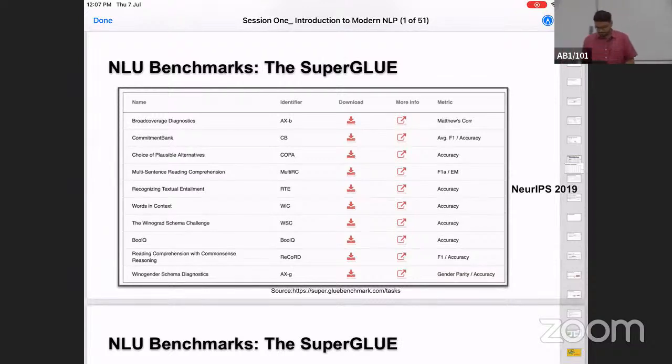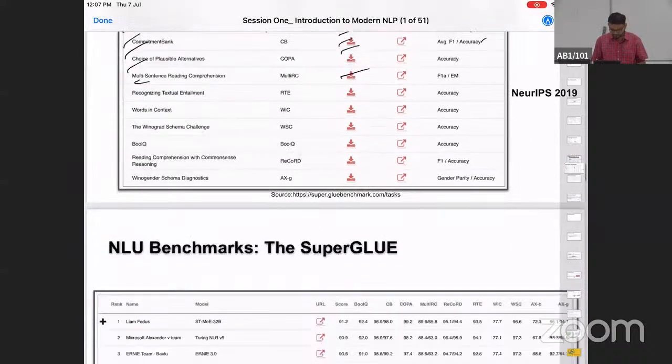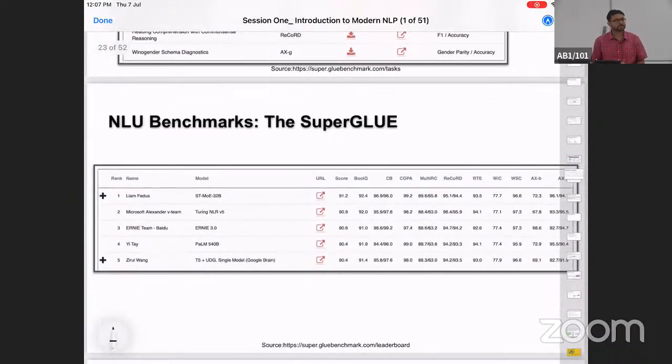Again, the same thing happened. You have some tasks here which look very difficult. You have some data to download for each task, with which you can train your model and test it on their data sets. And these are some metrics, again, against which you can compare your model with the existing models. Now you see the results. It is also saturated within 1 year.